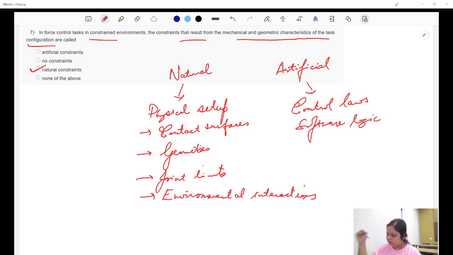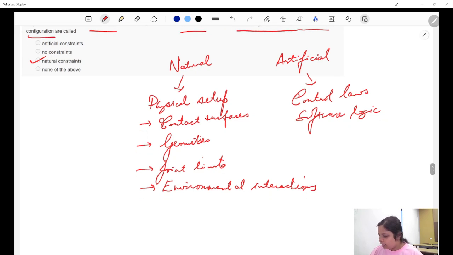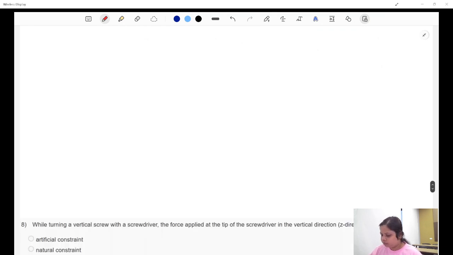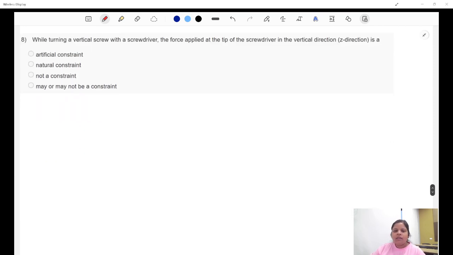Now this is clear. Now let's move to the next question. While turning a vertical screw with a screwdriver, the force applied at the tip of the screwdriver in the vertical direction is: an artificial constraint, a natural constraint, not a constraint, or may or may not be a constraint. What kind of constraint is it?